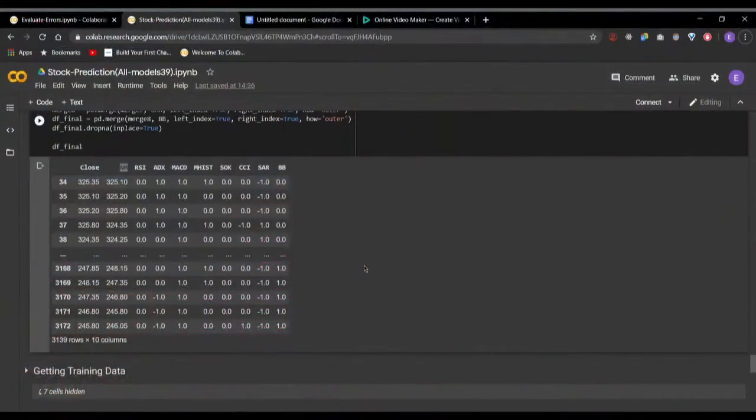So with the addition of all the technical indicators, your final data frame should look something like this. The close column represents the closing price of the stock of the current window. NM represents the closing price of the stock for the next window. And all the remaining columns are the values of the technical indicators.